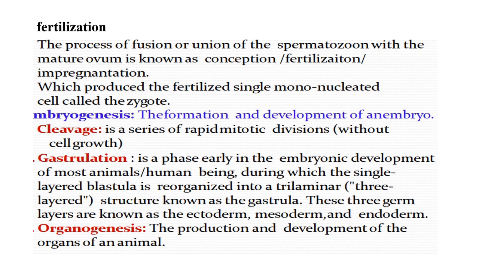We have cleavage, where there is rapid mitotic division without cell growth. And then gastrulation, where we are going to end up with the three germ layers, the ectoderm, the mesoderm, and the endoderm. And then after gastrulation we go to organogenesis, where there is the production and development of the organs.